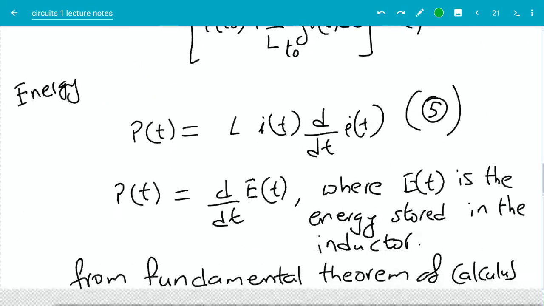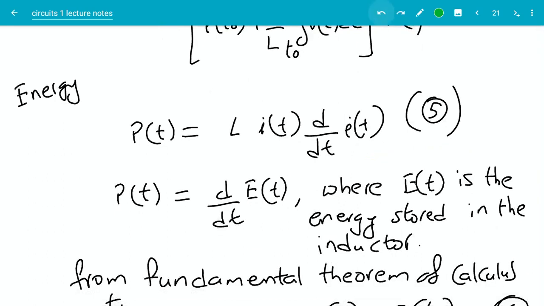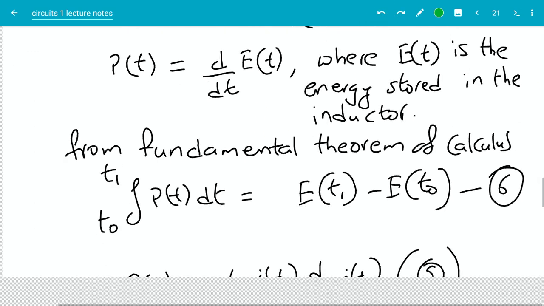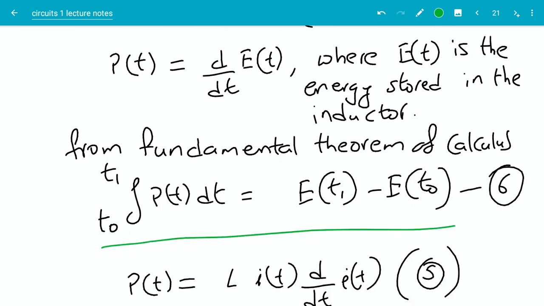Now I'm repeating equation 5 here. Now energy and power are related in this way, where power is basically the derivative of energy, right? That means the rate of change of energy stored is basically the power being dissipated in that inductor. Okay, so if this is how power and energy are related, then we can use the fundamental theorem of calculus to get this equation, right? That means if you integrate power from T0 to T1, that will be equal to E of T1 minus E of T0. Okay. All right, so let's label that equation 6 and keep it.